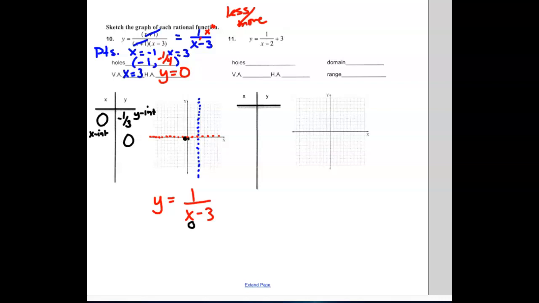If we put a 0 in for y, we get 0 equals 1 divided by x minus 3. When we multiply the x minus 3 to the other side, we end up with 0 equaling 1, which can't happen, so we would say there's none. There are no places where we touch the x-axis, which makes sense. We have a horizontal asymptote on the x-axis, so it's quite possible that we would not be crossing that.